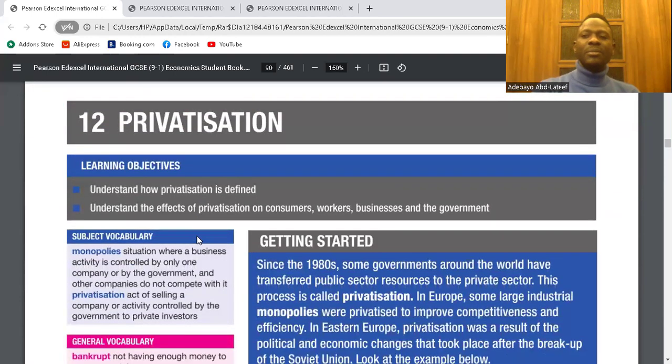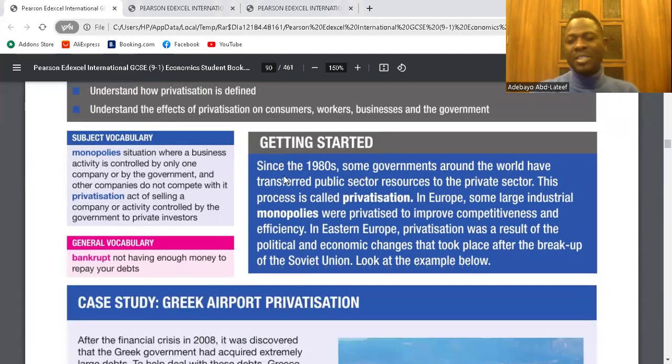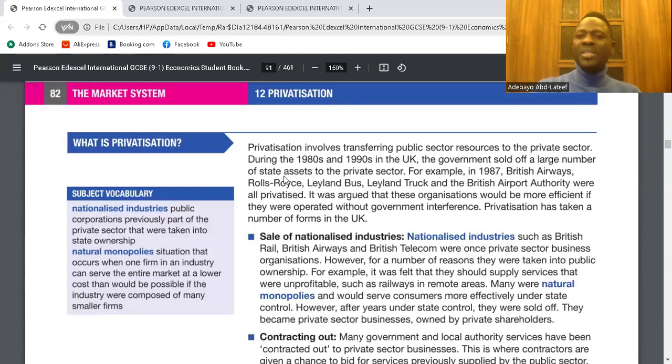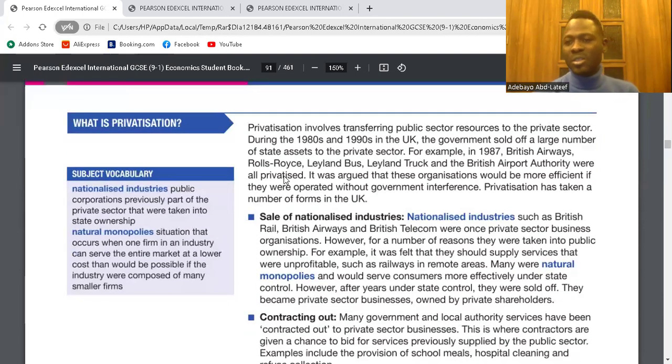Privatization. So when we talk about privatization, it simply means the handing over of the public sector or the state-owned businesses to the hands of the private sector or the private individuals. Do you understand? So let's just go down. What is privatization? Privatization involves transferring public sector resources to the private sector, like I just said. Privatization has taken place in a number of forms.